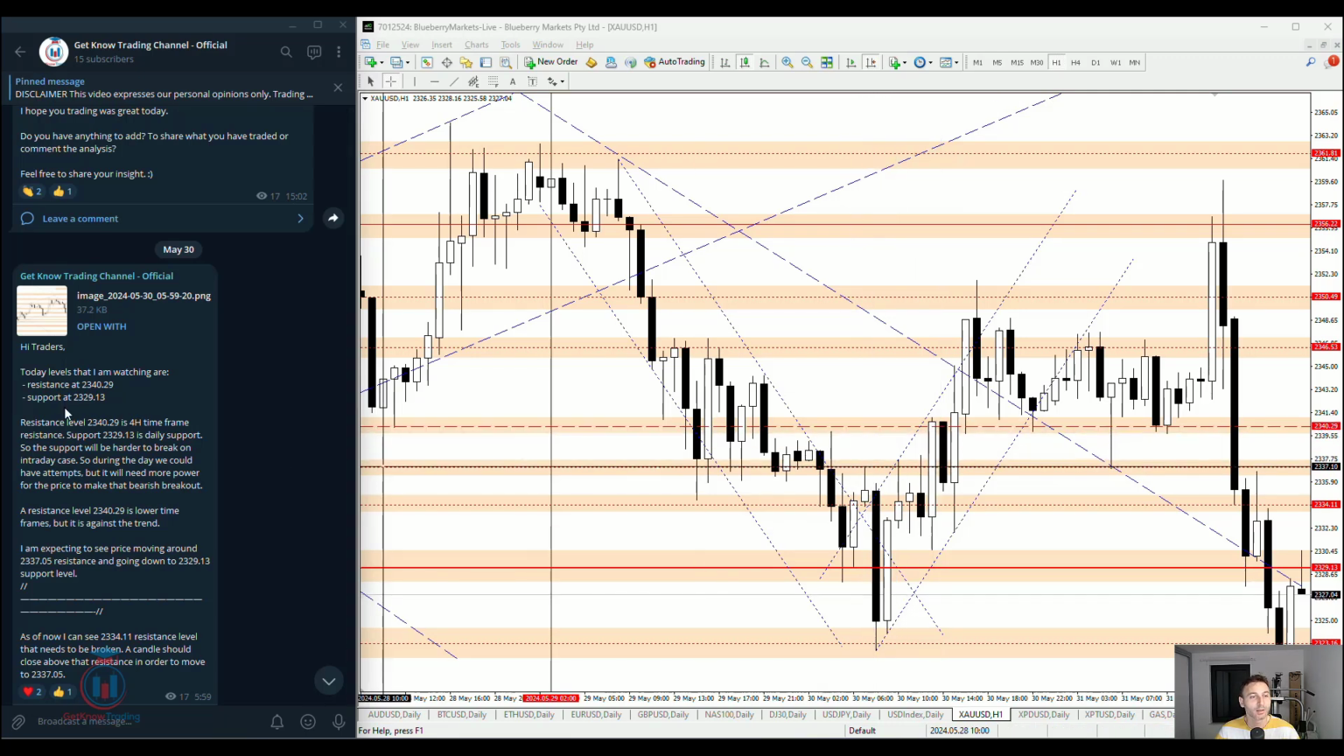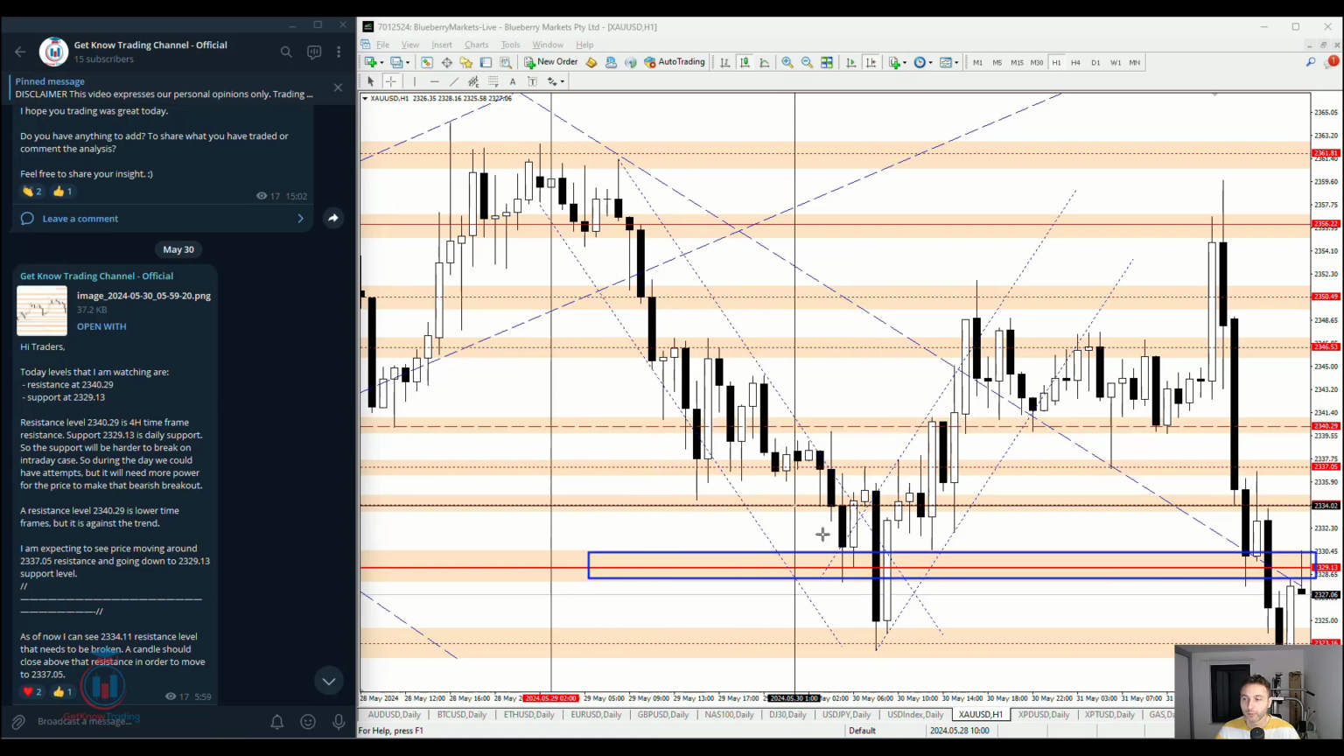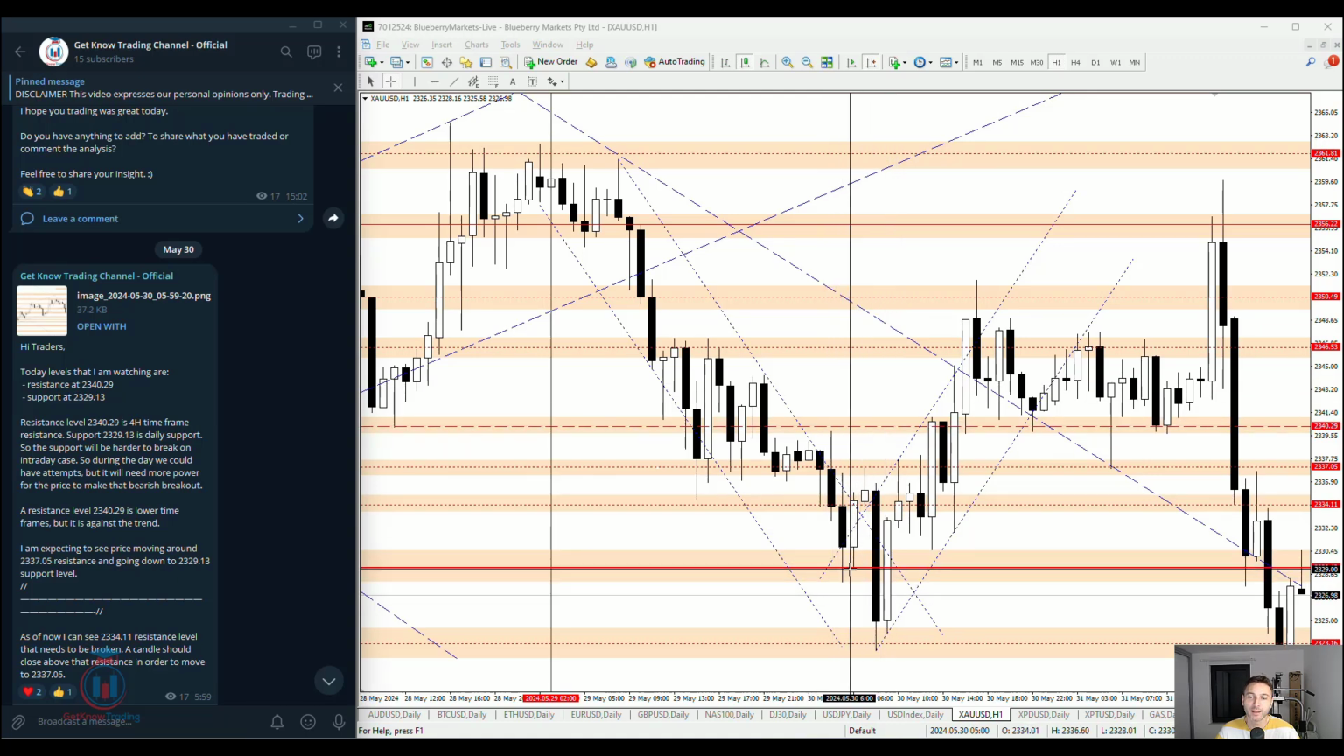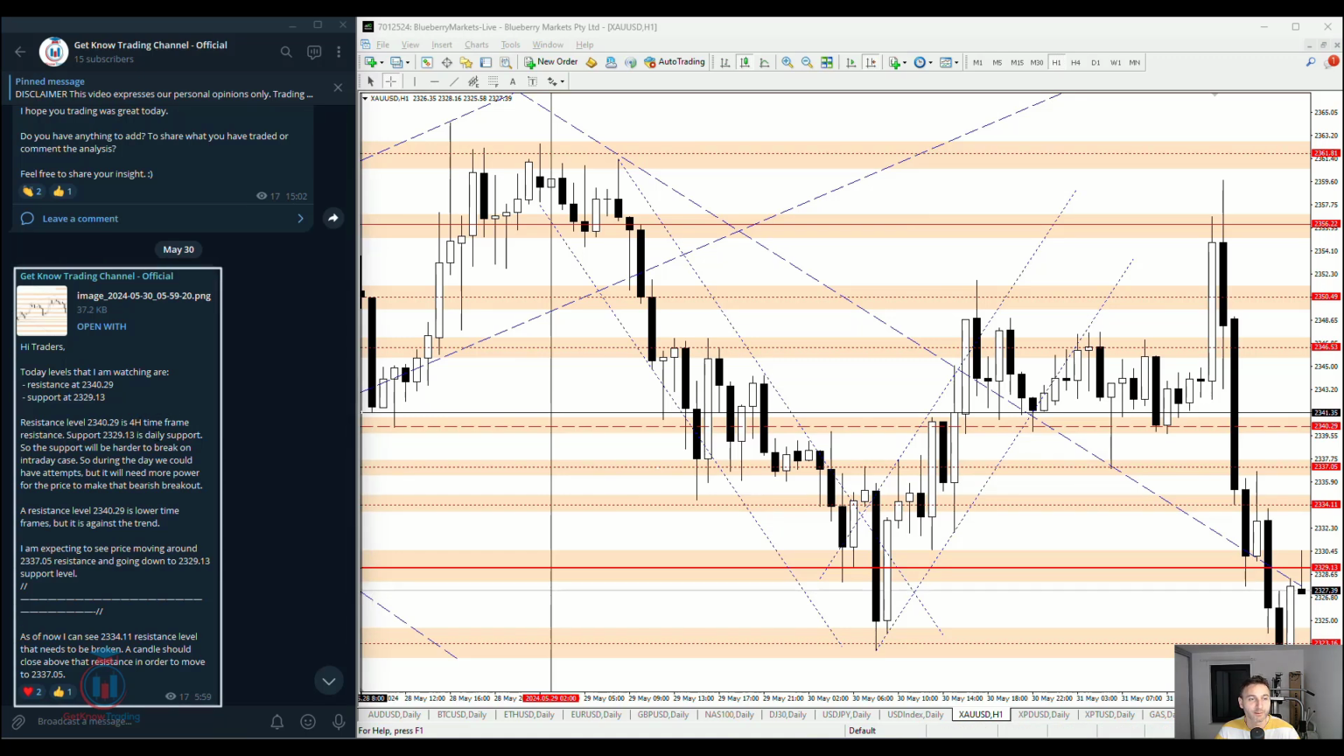So the support at 2329.13, and this is the one. We can see the full candle is the daily. So we have the 4-hour time frame, we have a daily time frame, and between these two we have the 1-hour time frame. So it was a very great support here, or a very great resistance here. Then it was said resistance is the 4-hour time frame, support is the daily support. I have just explained that.